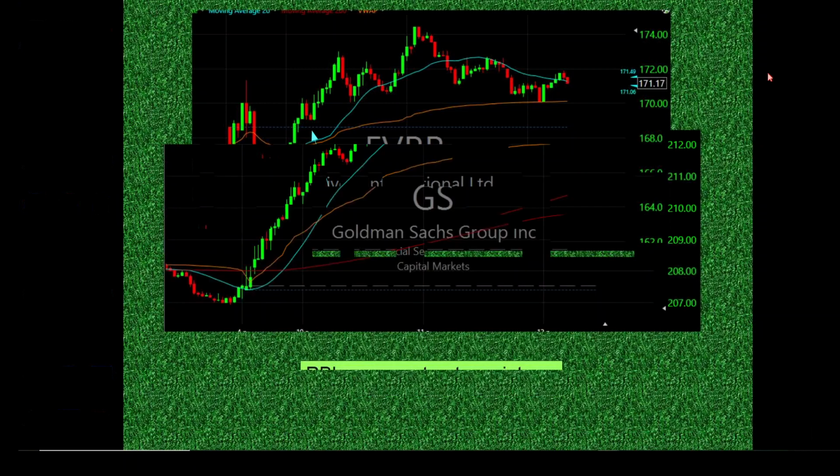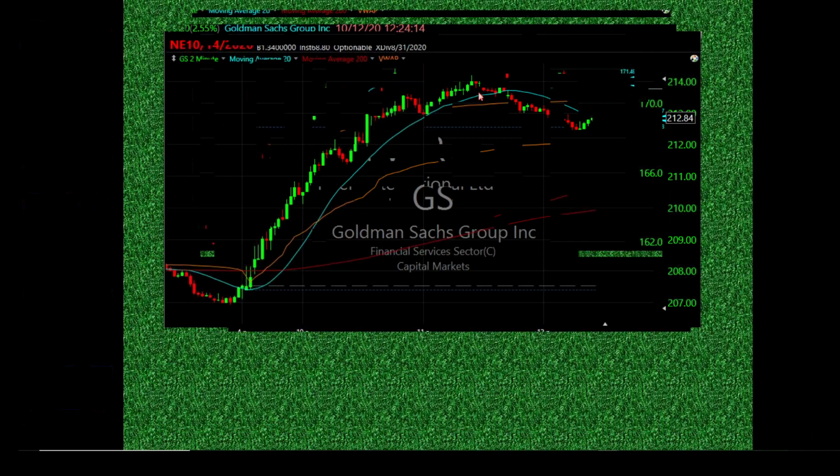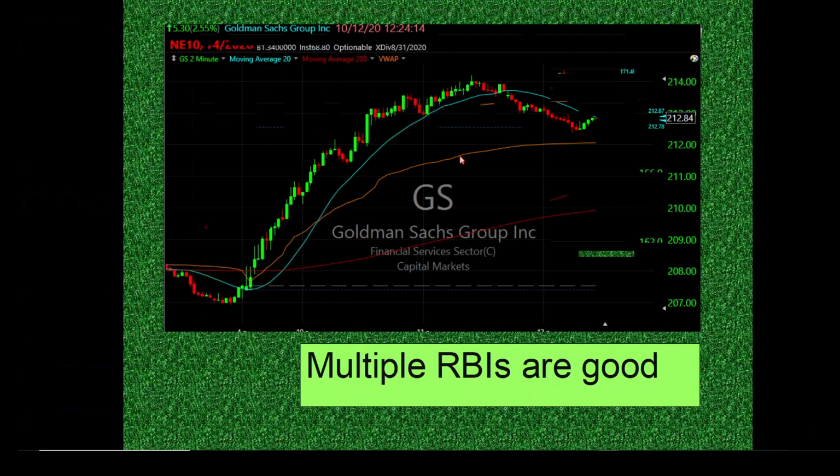So ribbies are great entry points. Put your stop here, enter, and let it rip. You catch that leg of it. So here, multiple ribbies are good. On this upward trend, you have multiple ribbies here. It's probably riding the 8 train. I didn't have the 8 on here. But you have the Fab 4, a nice lift, and then it shows you a ribby. So you get in here, you put your stop, and you enter on the ribby.